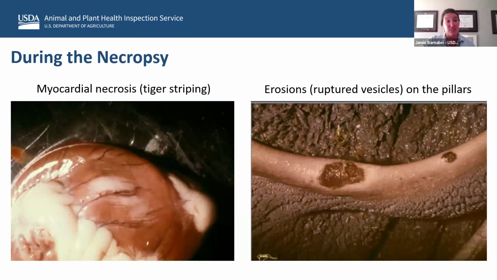Now, during necropsy, we talked about that tiger striping. So hopefully you can appreciate, here we've got a heart, but these white spots of tissue here, that's dead muscle, that's necrosis. And then these are some of the lesions I talked to you about on the rumen pillars. So they were vesicles, they've ruptured. Usually when you see them on necropsy, there's a lot of movement in the stomach and the rumen, so you're probably going to appreciate erosions, not necessarily intact vesicles.